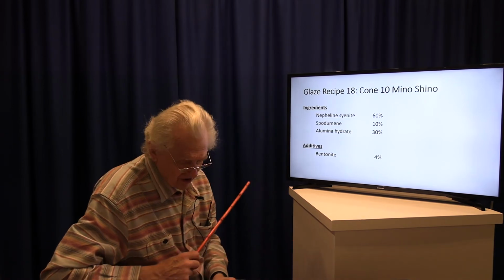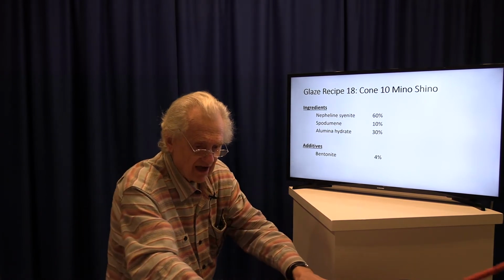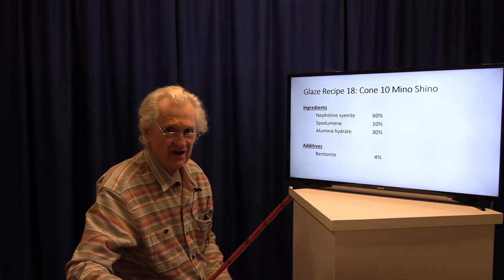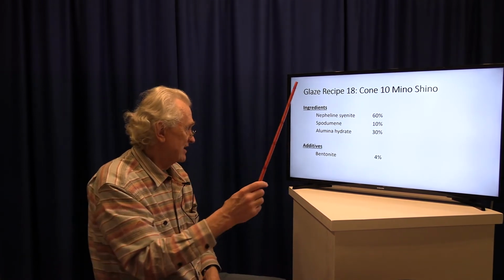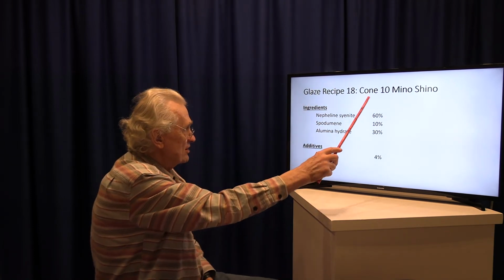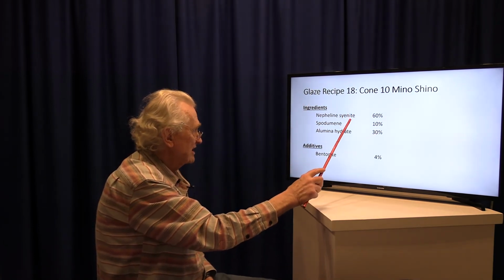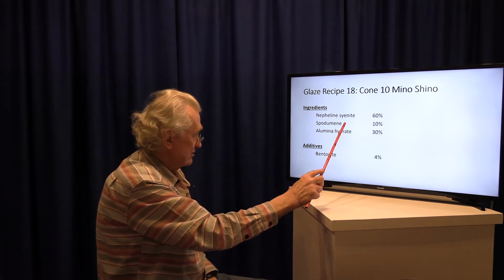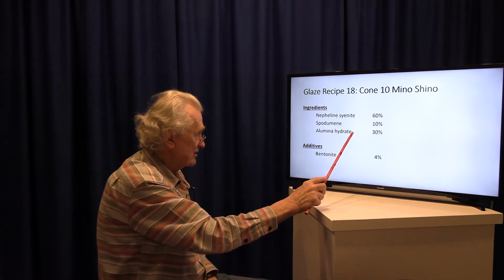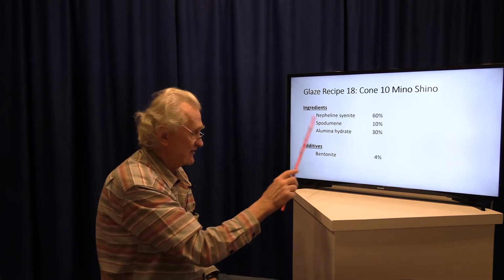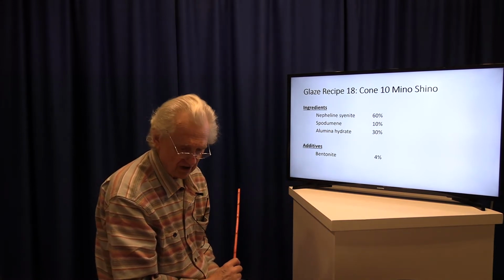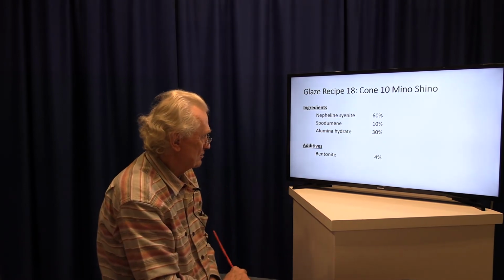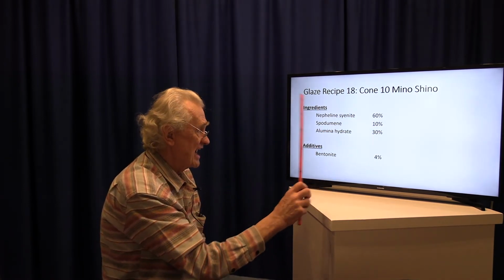Okay, so now let's talk about the category of unusual ingredients. You look at a glaze recipe and you go, whoa, what is that stuff? And what could it be doing to the glaze? So here's an example. Cone 10, nepheline syenite 60%, spodumene, that's lithium aluminum silicate, and alumina hydrate, okay? This is the same stuff that's used in kiln wash and shelf wash. So that's the unusual ingredient, alumina hydrate in the glaze, and 30% is a lot.